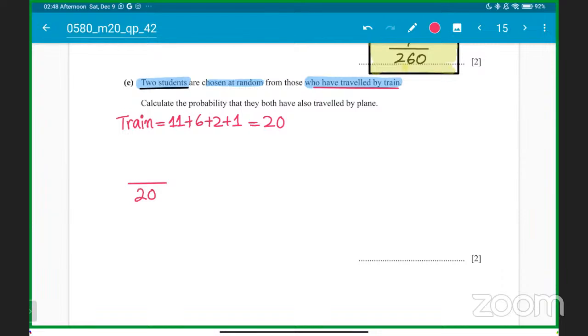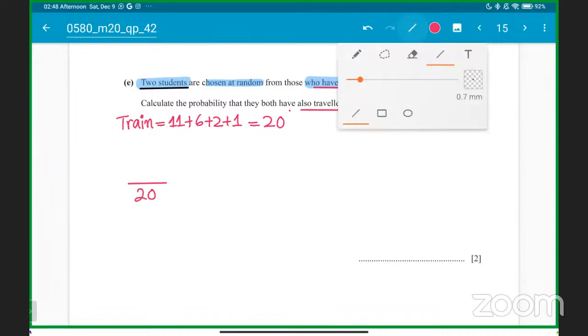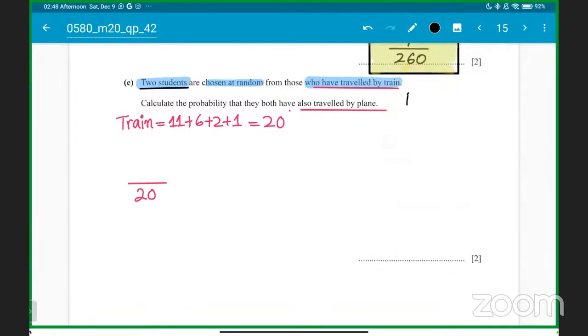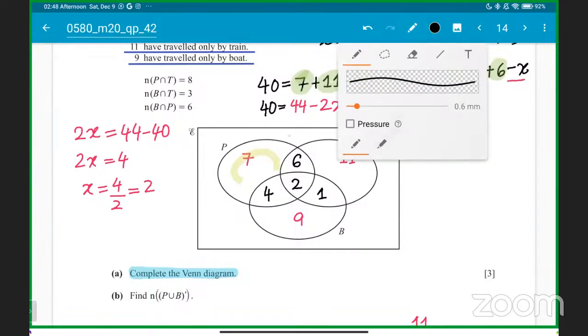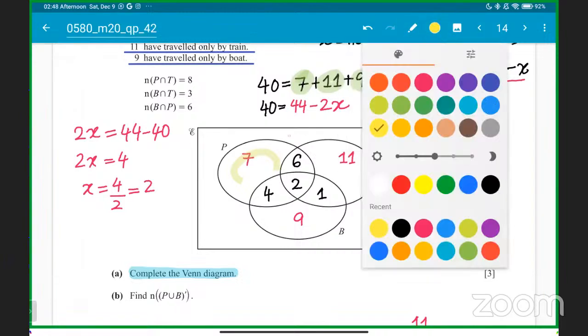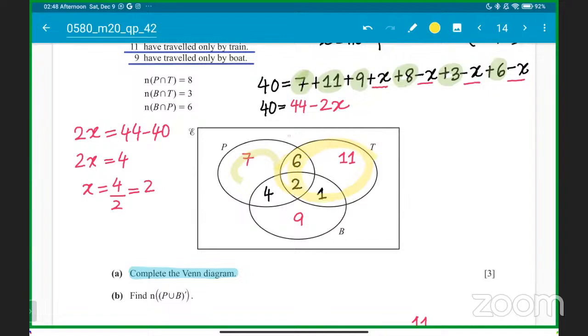Yes, got this. So the total number of students is 20, and we have to choose 2 students who have also traveled by plane, which means they have traveled by plane and the train. Make sure they're saying have also traveled by plane. So plane and the train. Understand? Clear, students? So how many are there with plane and train? Plane and train are 6 students, right? Plane and train only. So you have to choose from this circle only.